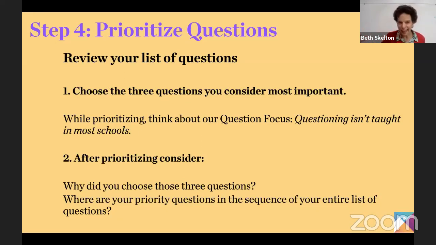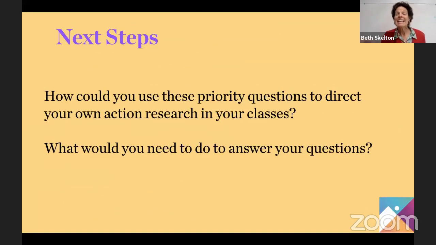You'll have the kids reflect on why they chose those 3 priority questions. They can tell you what their answers are before you ever dive into data or information and content. Then the last step is you choose your next step with your questions. For you, I would ask, how could you use the priority questions that you've just developed in the chat during this experience to do action research in your classes?